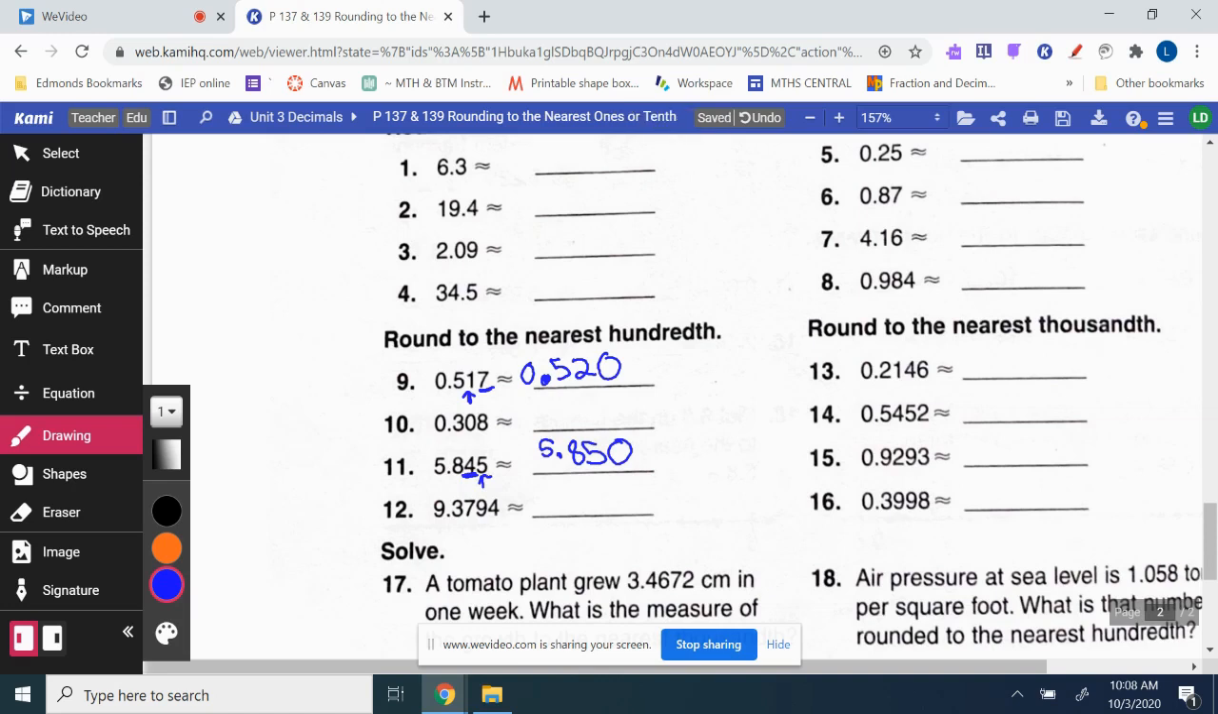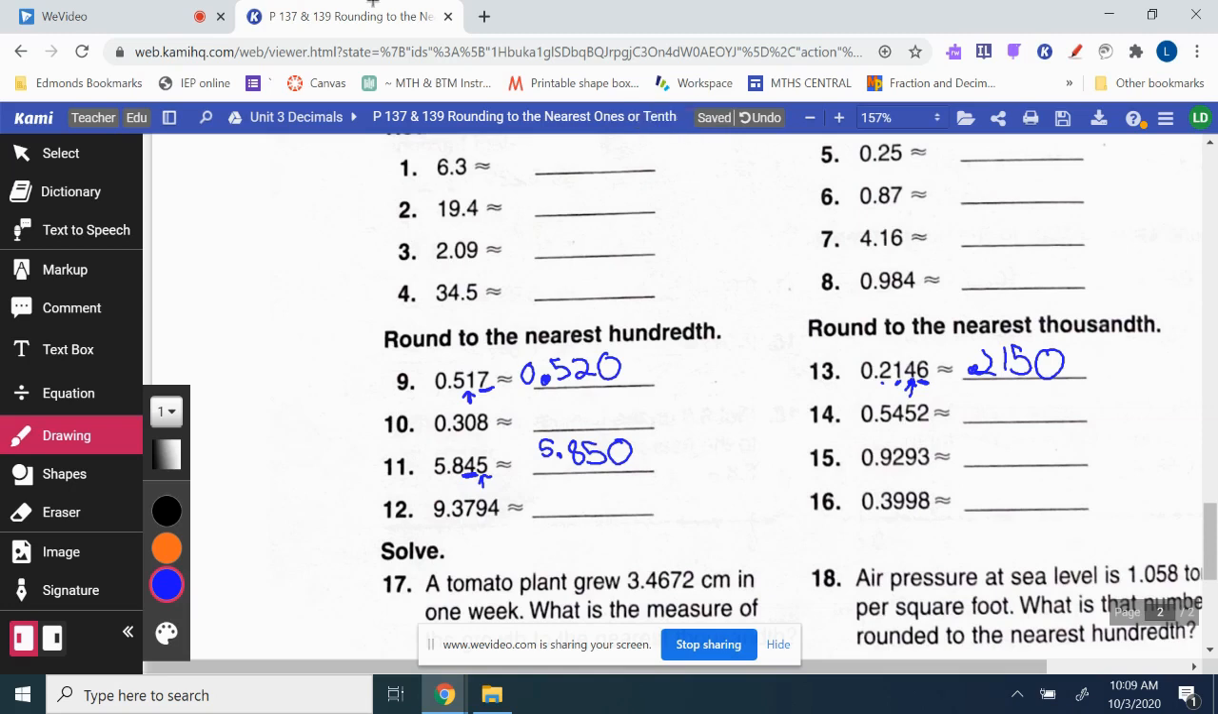Number 13 through 16, they want you to round to the nearest thousands. So we have tens, tenths, hundredths, thousands. So this is the one I'm rounding to. This 6 is more than 5, so that means that 4 changes. So 0.21 stays the same. The 6 is more than 5, so 4 changes to a 5, and I can add the 0.